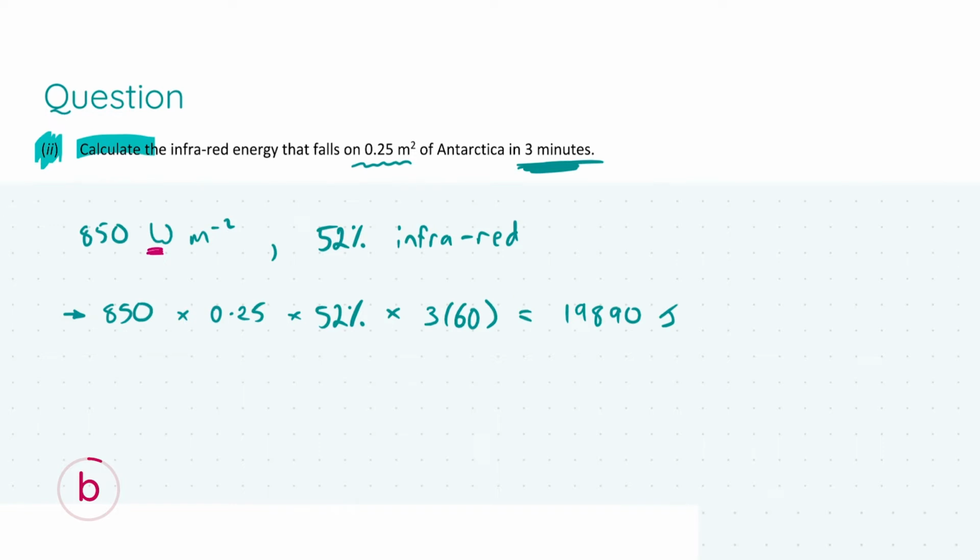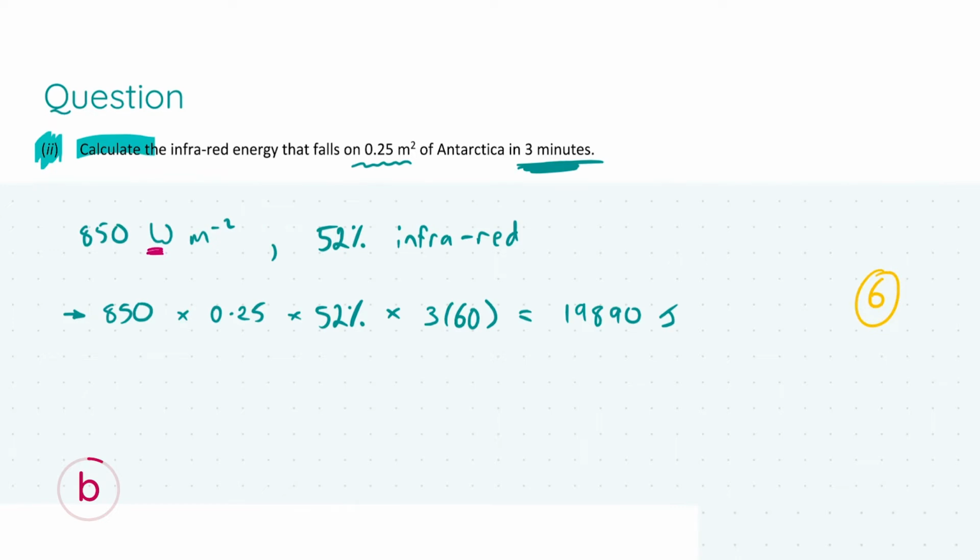The question is to calculate the amount of energy, so we're going to be using that SI unit. Alternatively, you could write this as 19.89 kilojoules if you wanted to do it that way, but it doesn't really matter. They're just different ways of writing it.